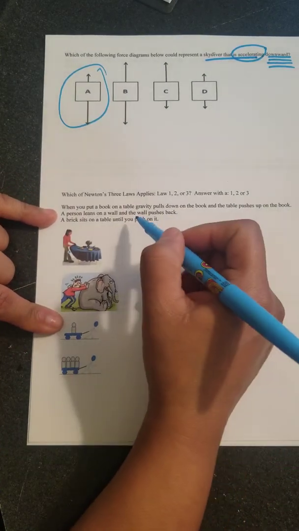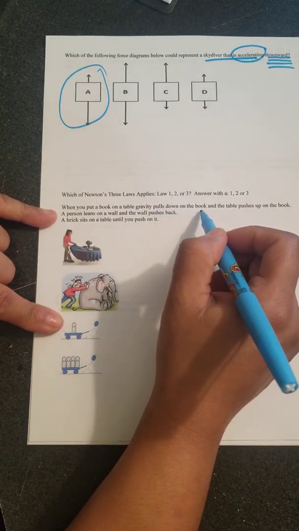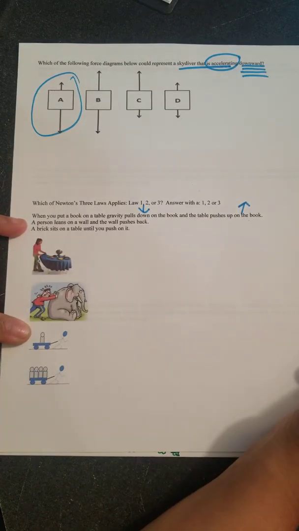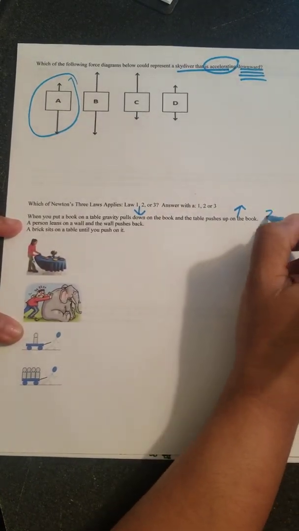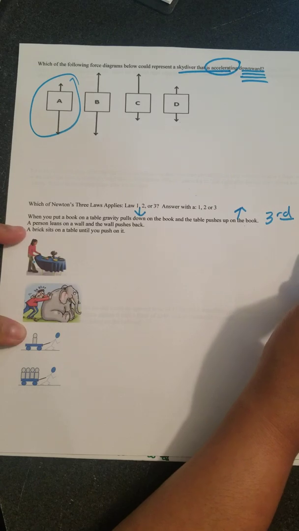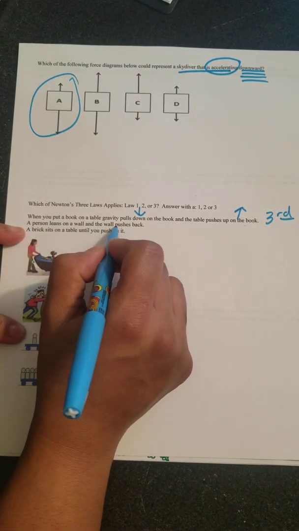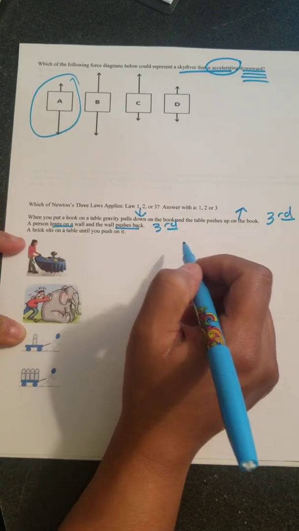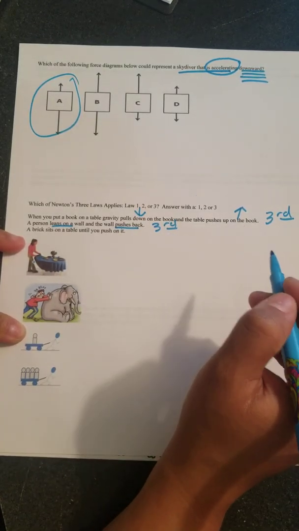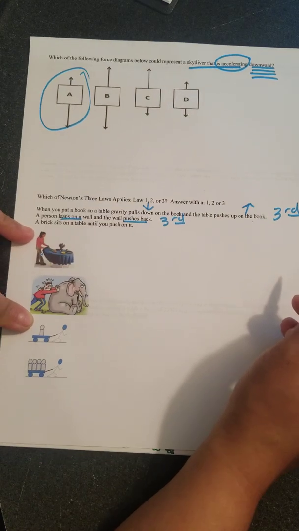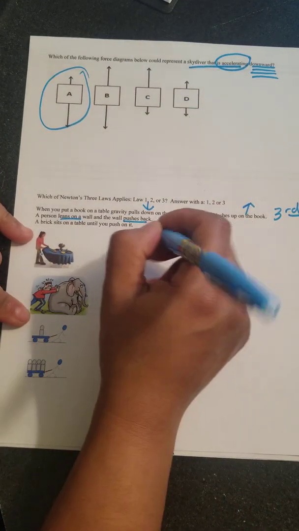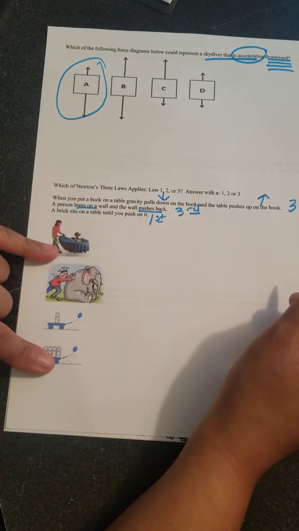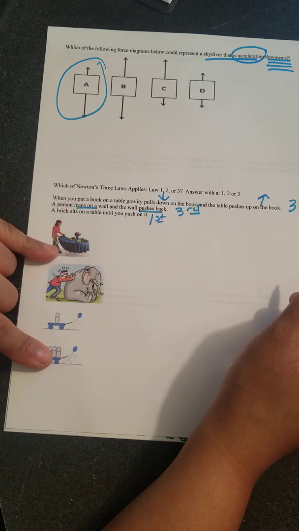When you put a book on a table, gravity pulls down on the book and the table pushes up. So this is the 3rd law. A person leans on the wall and the wall pushes back. 3rd law. A brick sits on a table until you push it. So an object at rest will remain at rest. 1st law. Those dishes will remain at rest as long as no forces affect them.